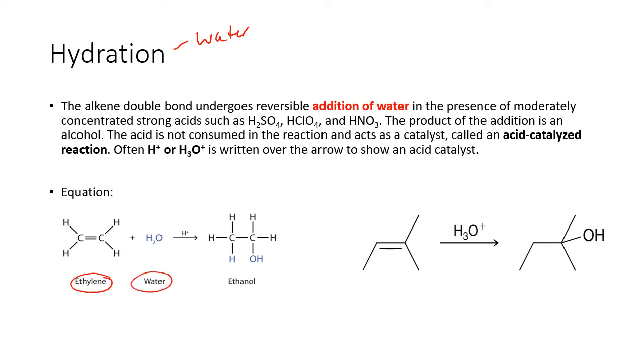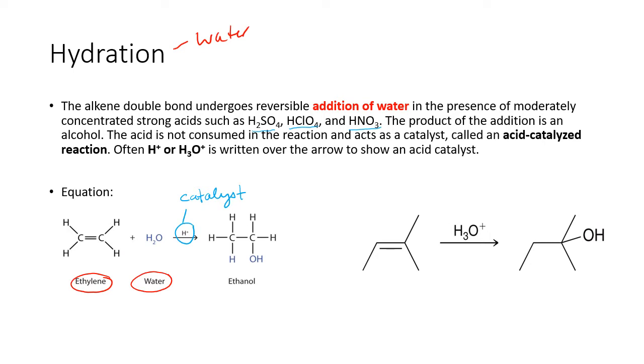we're adding water in the presence of a strong acid that's acting as a catalyst. So you might recall from general chemistry that a catalyst is something that helps speed up the rate of a reaction without itself being consumed. So essentially it gets regenerated in a later step. So this reaction goes a lot faster if you use an acid catalyst, such as sulfuric acid or perchloric acid or nitric acid. Those are all sources of hydrogen ion because they're strong acids.